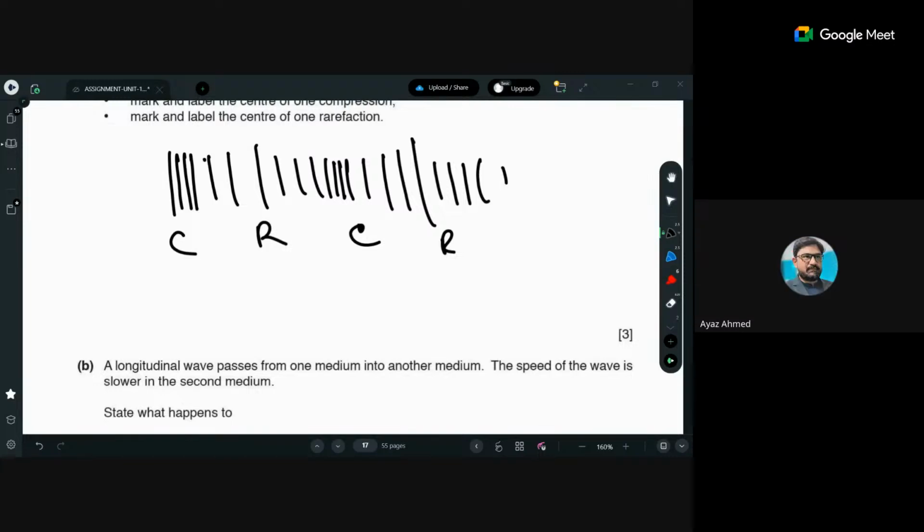The accurate way is to place your ruler, because you have to score 3 marks, so at least it should be given 3 minutes. Place the ruler, and when you place the ruler, for example, here is the ruler. I'm not having a ruler in this software.